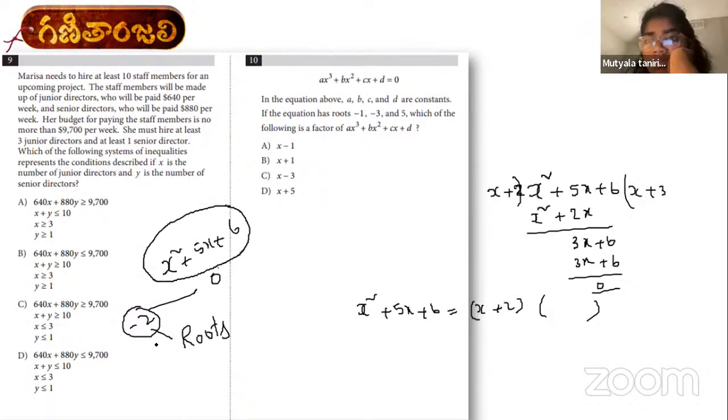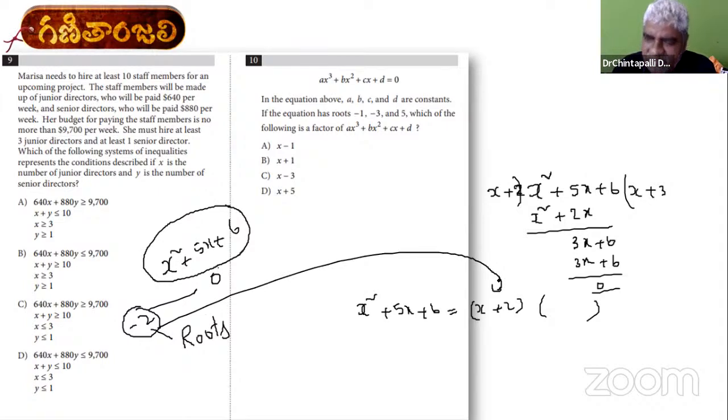Okay. Yes, sir. Since -2 is a root of it, x plus 2 is a factor of it. That's the point to be observed. Since -2 is a root of that polynomial or expression, x plus 2 is one of its factors. Of course, it may have other factors, right?